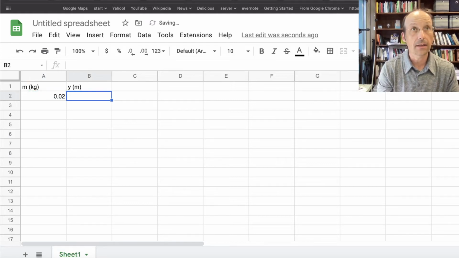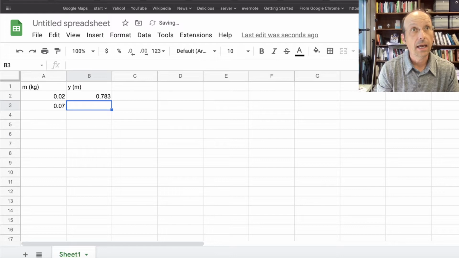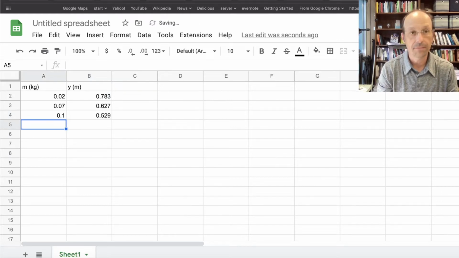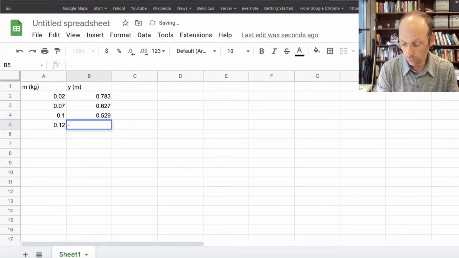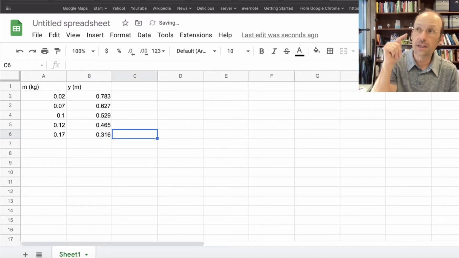0.02 at 0.783. It's on the board. I'm looking at it right there. Then I have 0.07 at 0.627. The next one is 0.12 at 0.529. No, 0.1. That was one I typed wrong. And then I have 0.12 at 0.465. I'm just recording the data. 0.17 at 0.316. Okay, so now the next thing I'm going to do is calculate the force.